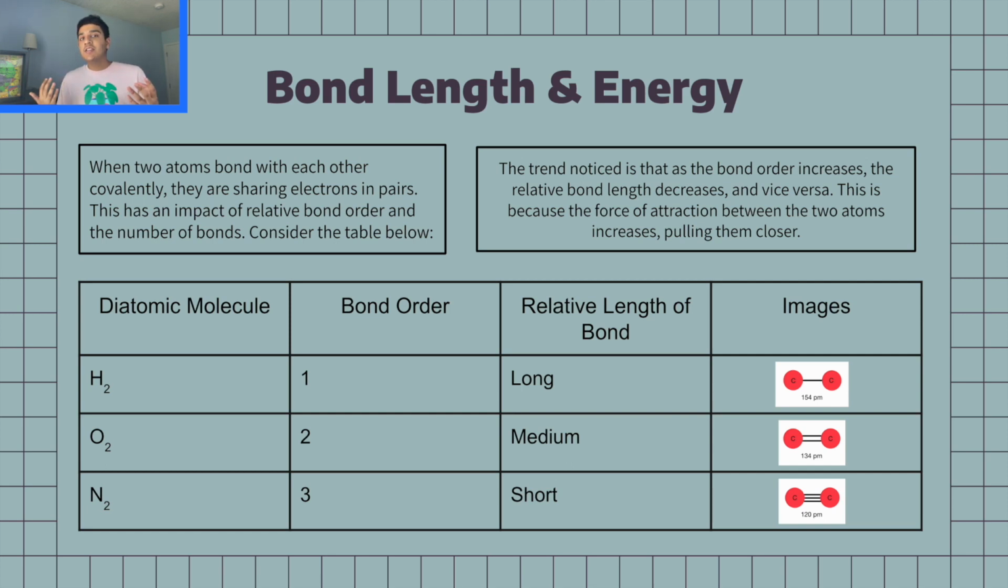bond between them. So let's say you have a molecule with 3 bonds connecting the 2 atoms and another molecule with just 1 bond connecting the atoms, the molecule with 3 bonds will be way stronger than the molecule with just 1 bond.